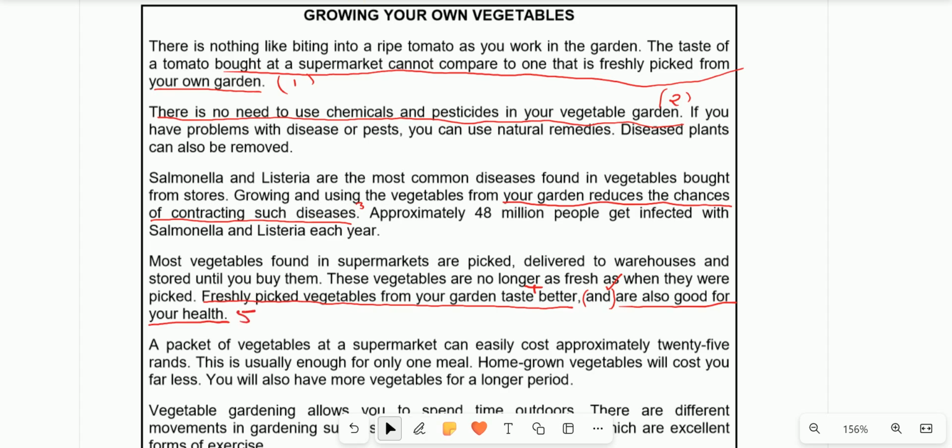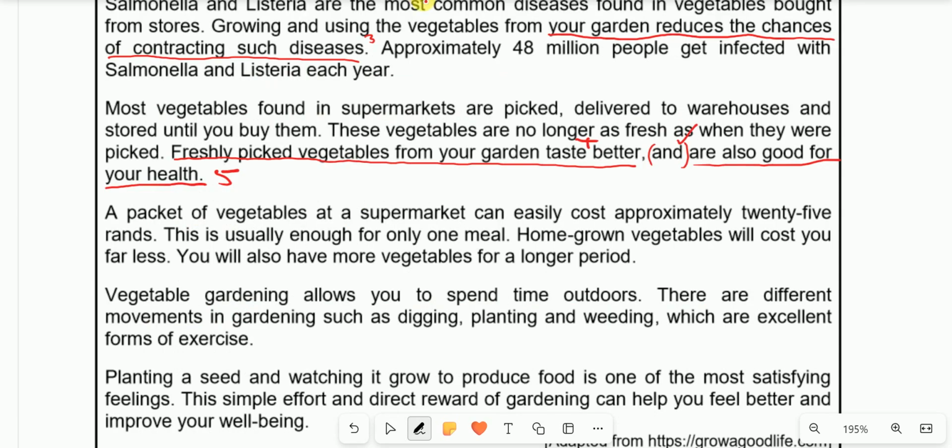Let us move along. And then it says a packet of vegetables at the supermarket can easily cost approximately 25 rands. This is usually enough for only 1 meal. Homegrown vegetables will cost you less. You will also have more vegetables for a longer period. So what is important is not this part. A packet of vegetables at a supermarket can easily cost up. This is just an explanation of what vegetables cost at the supermarket. It does not answer the summary instruction. Remember, we are looking for the benefits of growing your own vegetables.